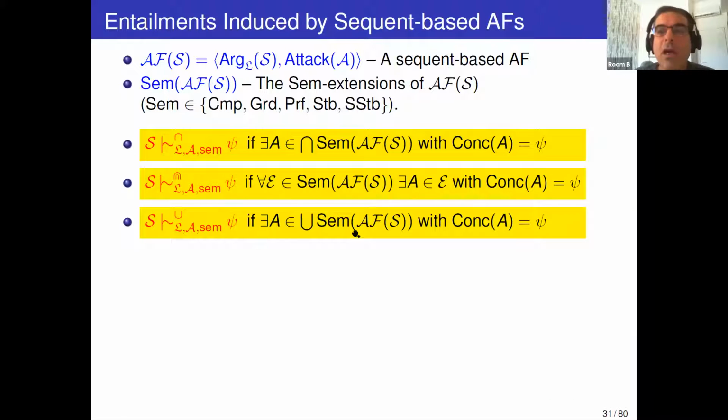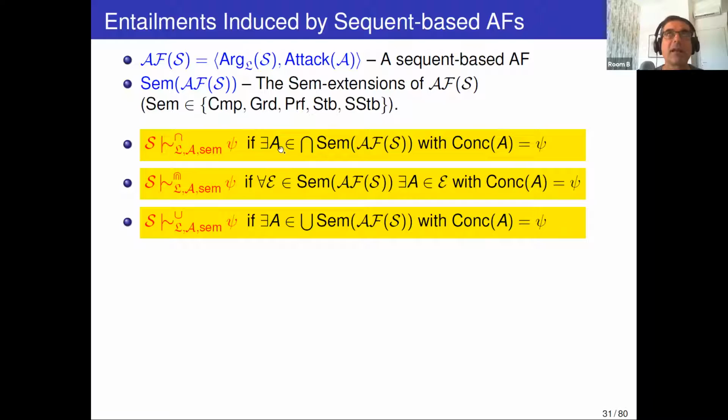So again, we define the notion of entailments that are induced by sequence-based argumentation. So suppose that we have, again, a sequence-based argumentation framework consisting of arguments based on a specific logic, a set of attack rules, and a set of assumptions S. And again, we denote by SEM the set of extensions of a specific type from this argumentation framework. So now note that we have actually three types of entailment relations, two types of skeptical entailments, and one type of credulous entailment.